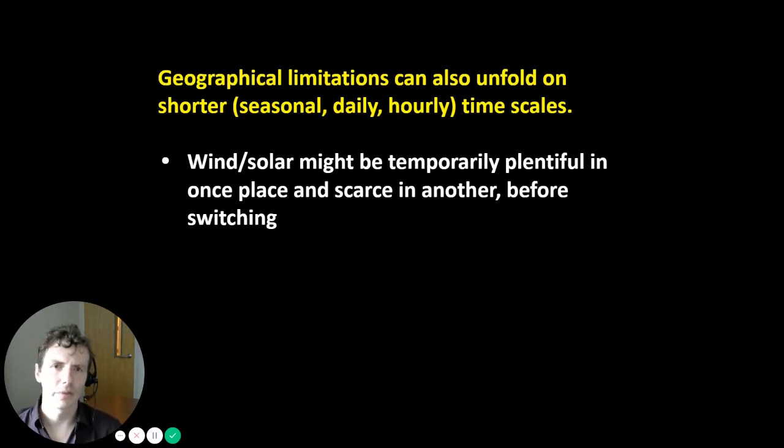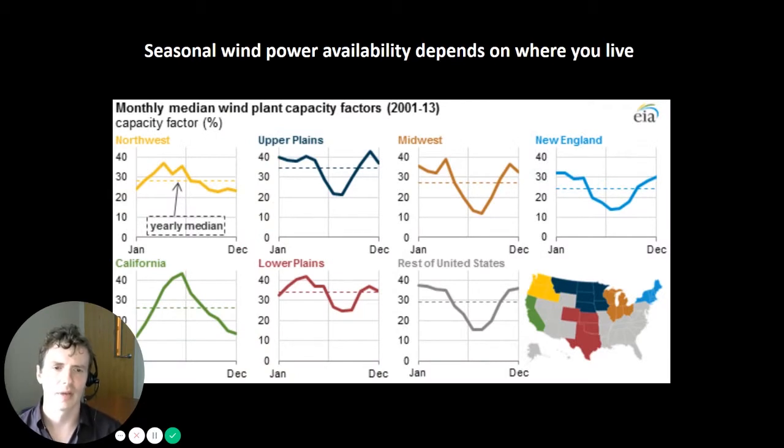So geographical limitations can also unfold on shorter seasonal, daily, or hourly timescales. What that means is that wind and solar might be temporarily plentiful in one place and scarce in another before switching back and forth. So we can think about that variation in resource potential across space happening on a seasonal basis, and we've already sort of alluded to this with an earlier example.